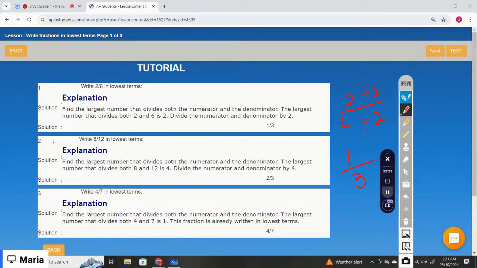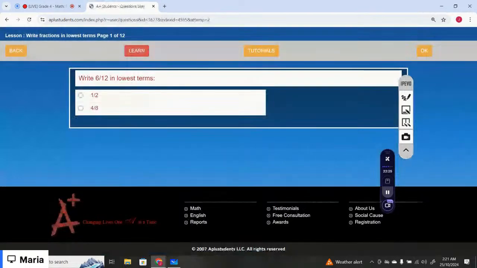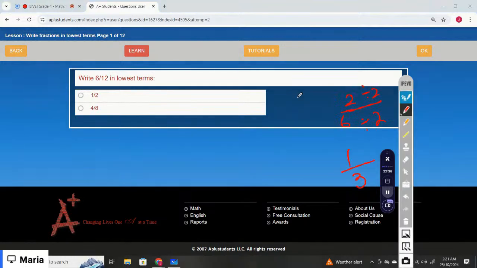Let's just start with the test question. So basically, you need to divide both numerator and denominator by the largest number, right? So you can have the lowest term. Then first one is write 6 by 12 in lowest term. So which is the greatest common number that can divide both 6 and 12?